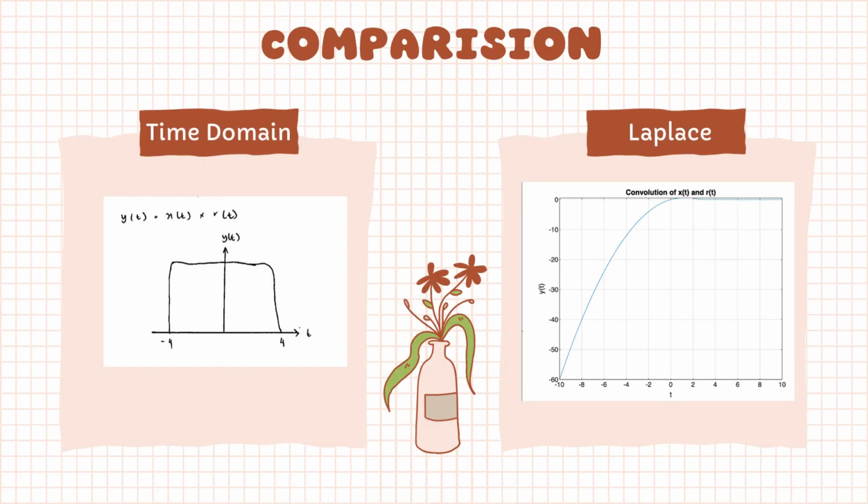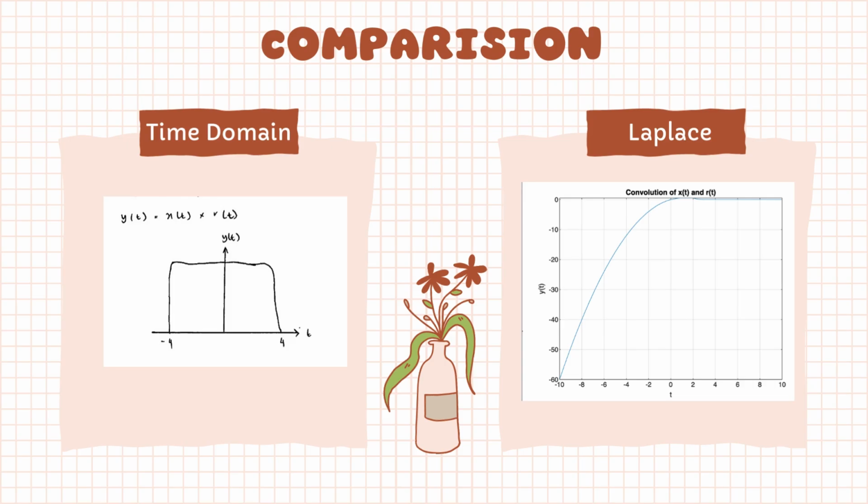Okay, comparison and analysis for time domain and Laplace transform convolution. For the time domain convolution, it directly computes the convolution by sliding one signal over the other and integrating their product. It requires proper sampling and can introduce numerical errors due to discretization and finite precision. For Laplace transform convolution, we transform the signals into the Laplace domain, multiply via transforms, and then perform an inverse Laplace transform to obtain the result in the time domain.